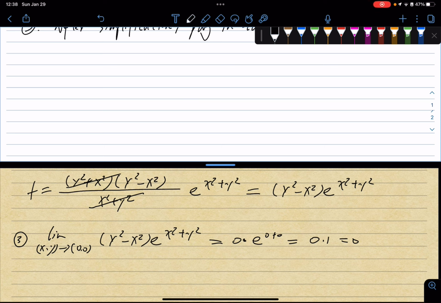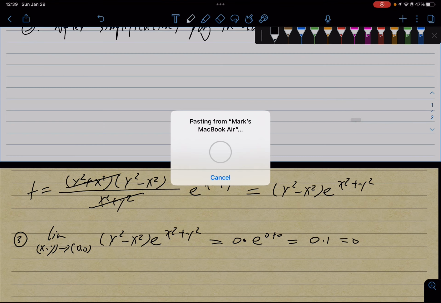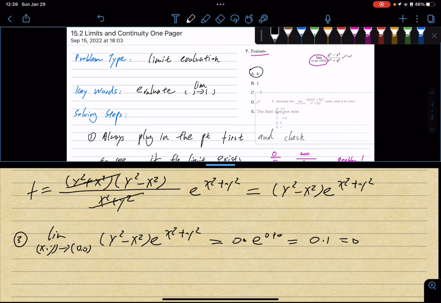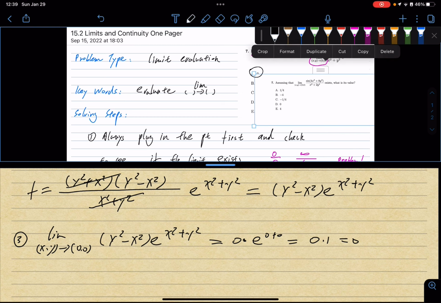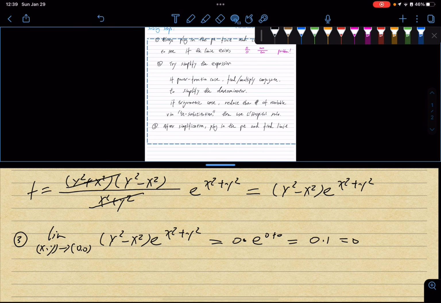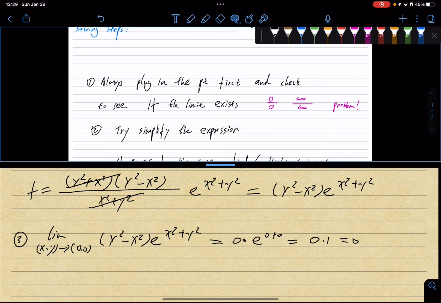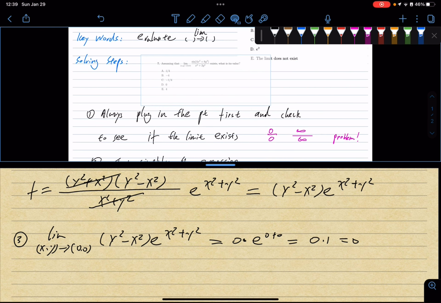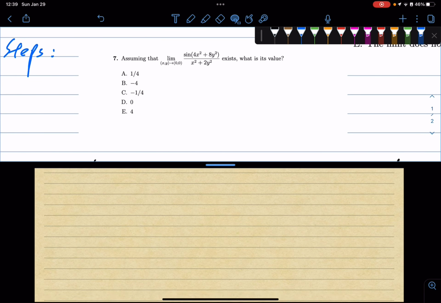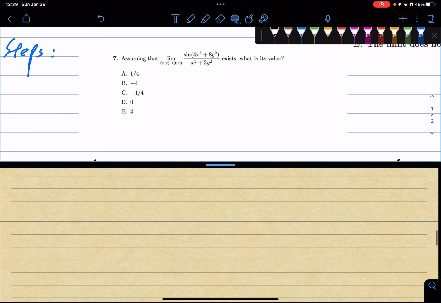Let me go ahead and grab this exam really quickly. This is fall 2019. Then let me go ahead and cut it, and then we're going to make some space right here. Okay. So let's read this question again, a new question. Assuming that the limit of this function exists, what is its value?